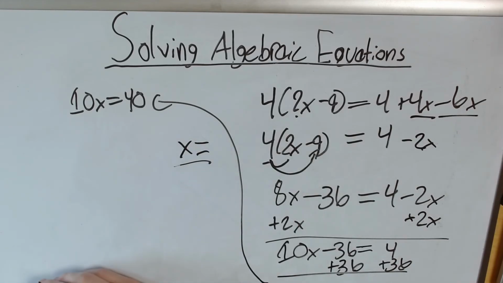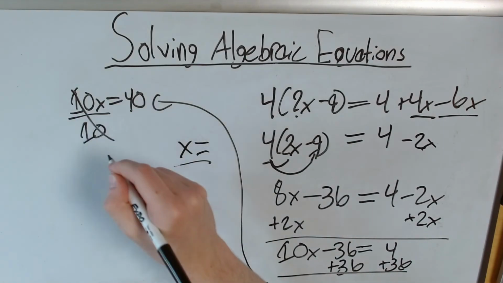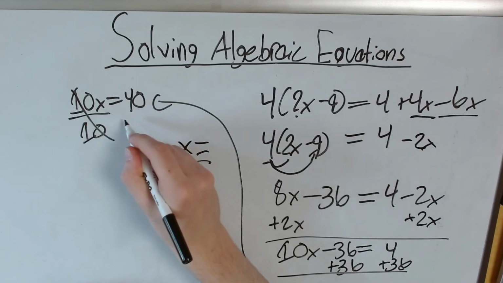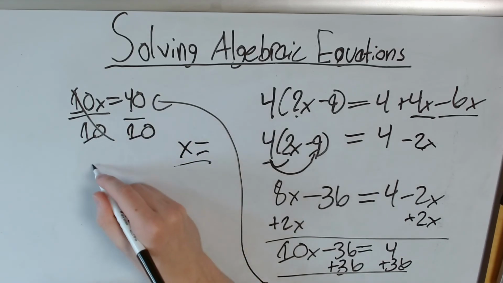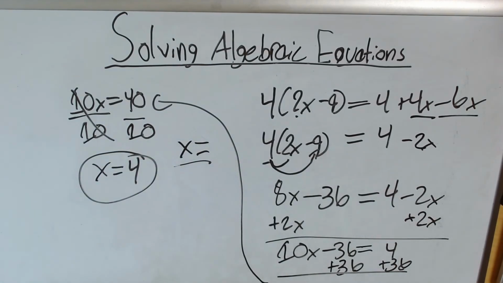We know 10x equals 40, but we still don't know what x itself equals. How do we find that? We divide by 10. That cancels out this. We got to do it on both sides. So we have x equals 4. That is our final answer.